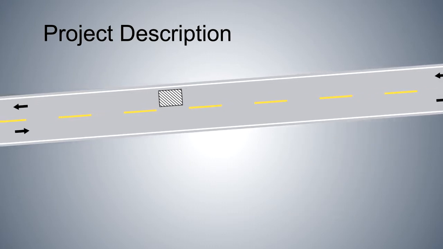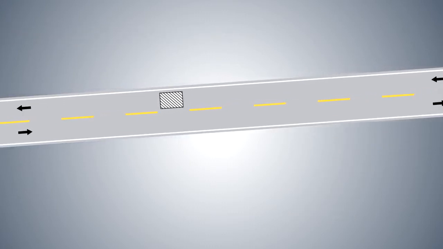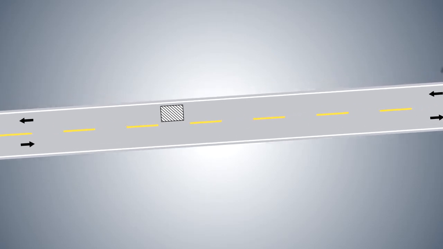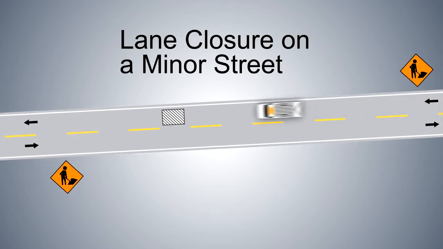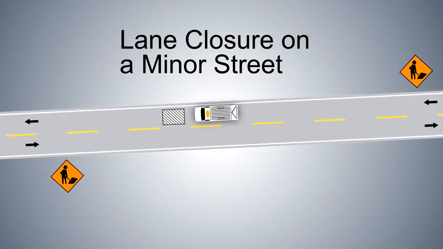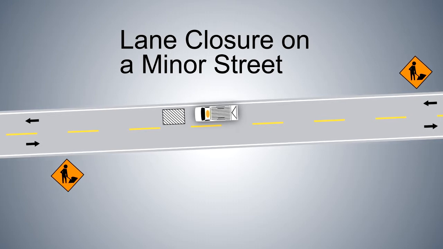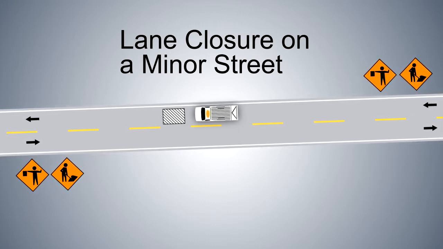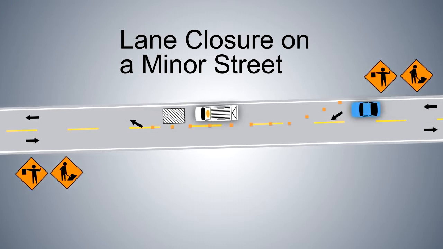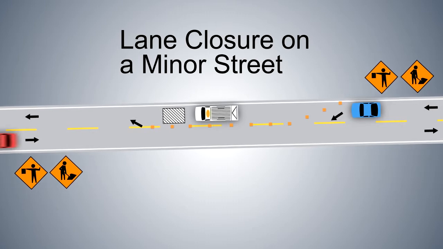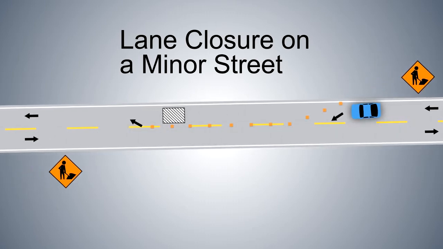This project description leads to a typical MUTCD application, specifically lane closure on a minor street. The standard describes an advance sign with an option for a work vehicle that has a truck-mounted attenuator. The MUTCD also describes conditions when flaggers might be required. Anticipating that drivers will be able to decide when it's safe to pass the work zone, the supervisor has the standard signage put in place.